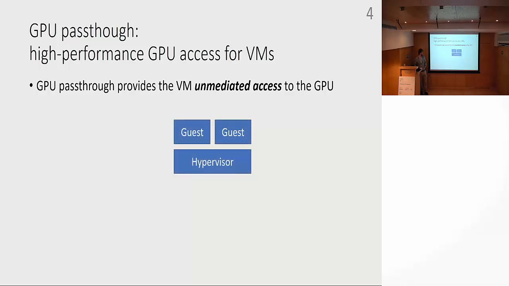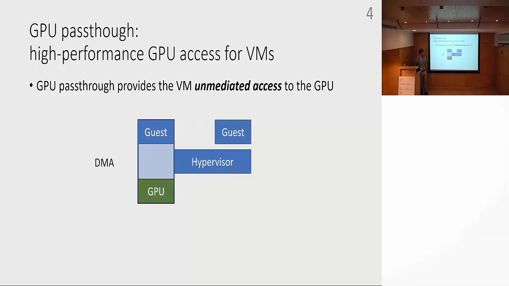What I mean is, when the guest interacts with the GPU, DMA operations to the GPU and from the GPU are unmediated. There's no ring buffer in the hypervisor that's used as a communication mechanism. It's all directly to the GPU. Also, interrupts from the GPU to the guest are sent directly to the guest. There's no hypervisor mediation. So the result is very high performance, close to the bare metal OS access to a GPU.